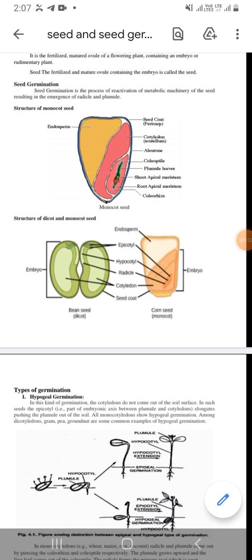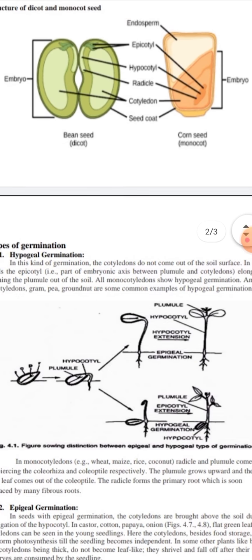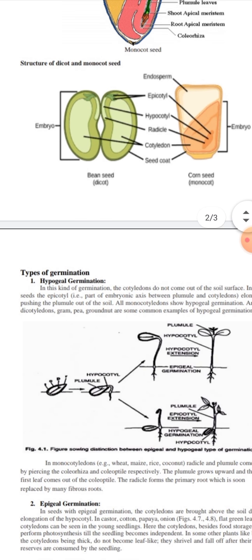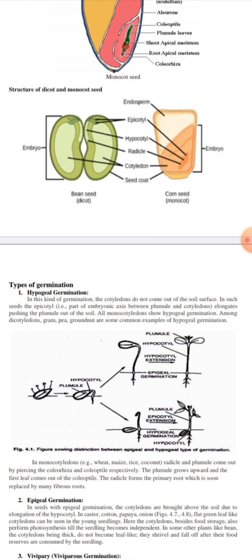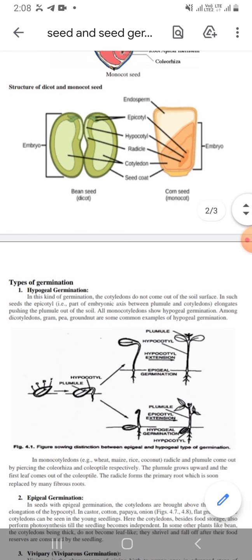Then the types of germination. There are two types of germination: hypogeal germination and epigeal germination. The first one is hypogeal germination. In this kind of germination, the cotyledons do not come out of the soil surface, meaning the cotyledon remains below the soil surface. In such seeds, the epicotyl elongates, pushing the plumule out of the soil. All monocotyledons show hypogeal germination.